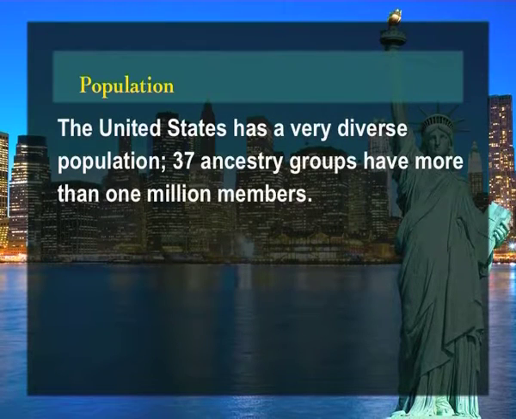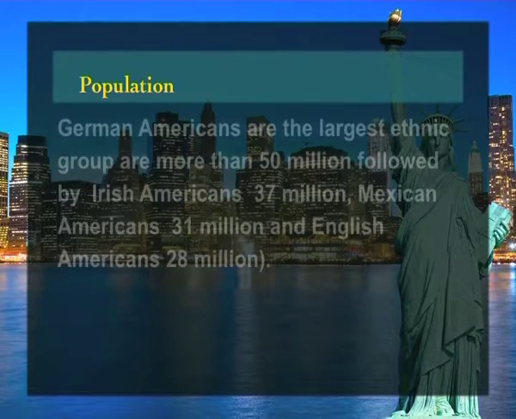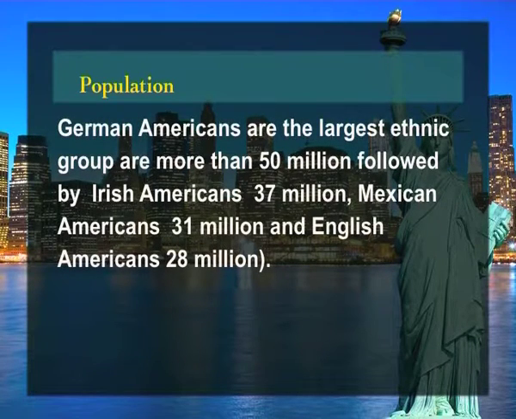The United States has a very diverse population. 37 ancestry groups have more than 1 million members. German Americans are the largest ethnic group, at more than 50 million, followed by Irish Americans 37 million, Mexican Americans 31 million, and English Americans 28 million.